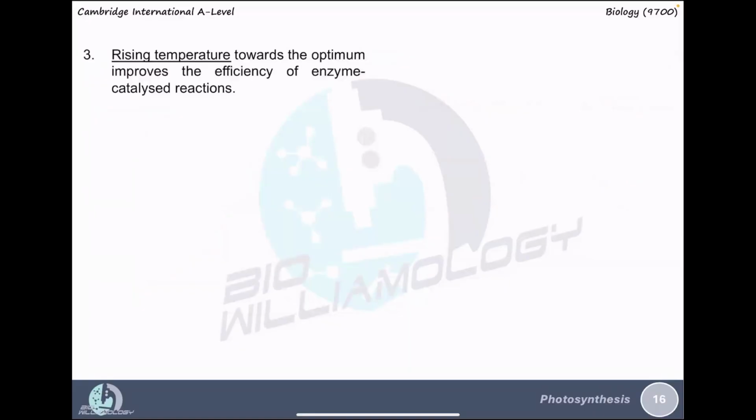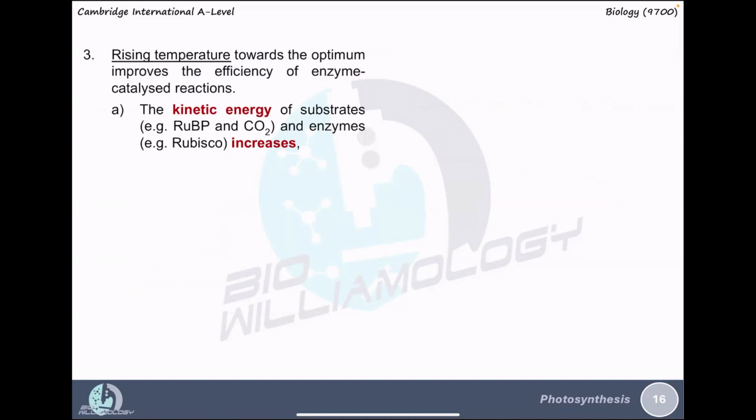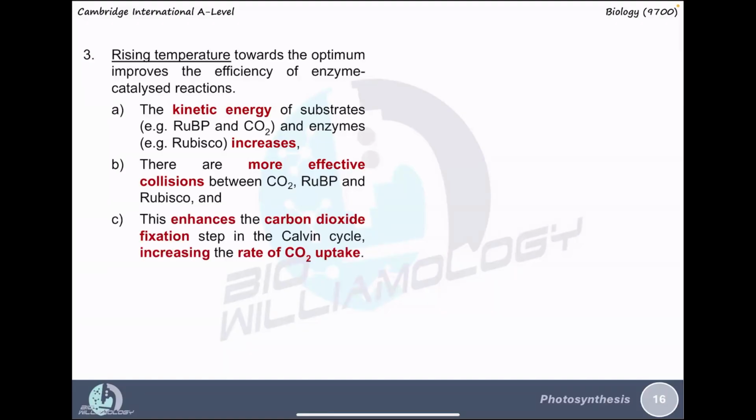So increasing temperature towards the optimum temperature improves the efficiency of enzyme catalyzed reactions. This is because when the temperature is high, the kinetic energy of substrate and enzyme increases. So we can see that RuBP, CO2 and rubisco move faster, and therefore there are more effective collisions between CO2, RuBP and rubisco. This enhances the CO2 fixation stage in the Calvin cycle. So the rate of CO2 uptake increases.